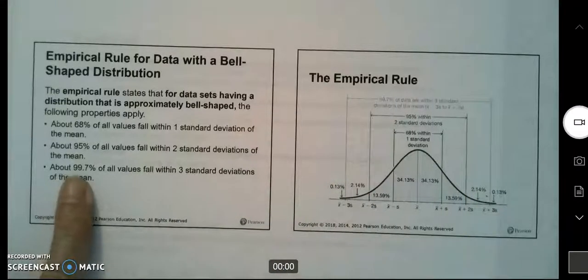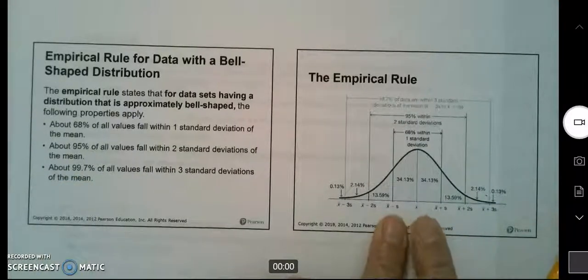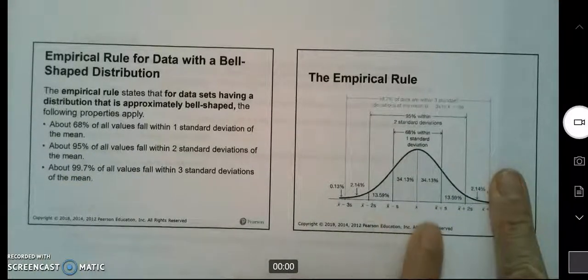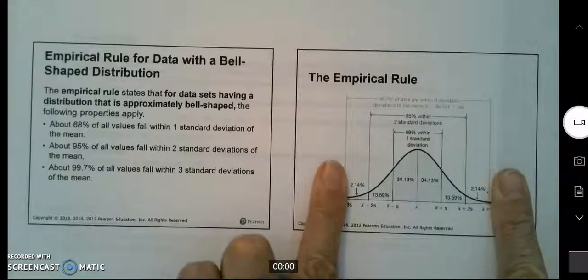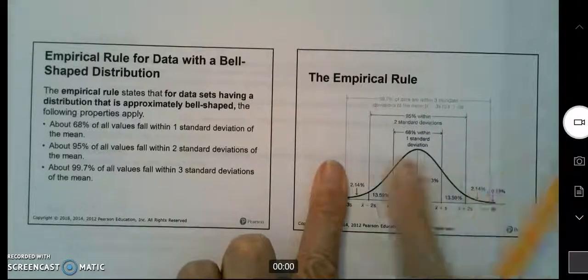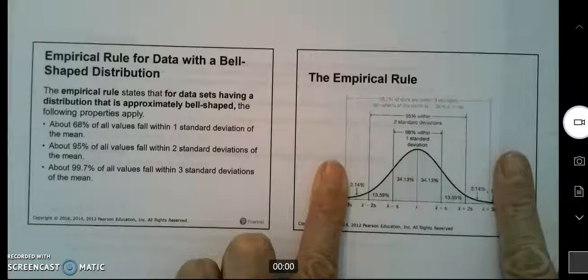And for three standard deviations, that's almost all of it. So I take the mean, I add three standard deviations, that's from here, and I subtract three standard deviations. That's about 99.7% of the data. That's kind of hard to see, but it's 99.7% of the data.